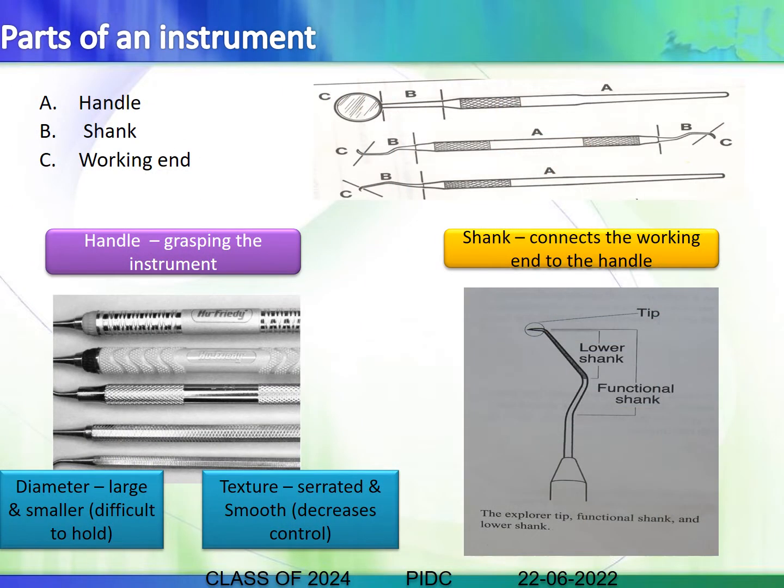So to start with, the parts of the instrument include your handle, shank, and the working end. The handle could be either at the end of an instrument or it could be in the middle of the instrument, with the shank and the working end on one end or on the other two ends, as shown in the picture here. The handle is made in such a way that you can grasp the instrument, so it could have certain serrations on it, so that it is easier to grasp and there's control over the instrument. The diameter can be either large or small, but if it's small, it is difficult to hold. On the other hand, the shank connects the working end to the handle.